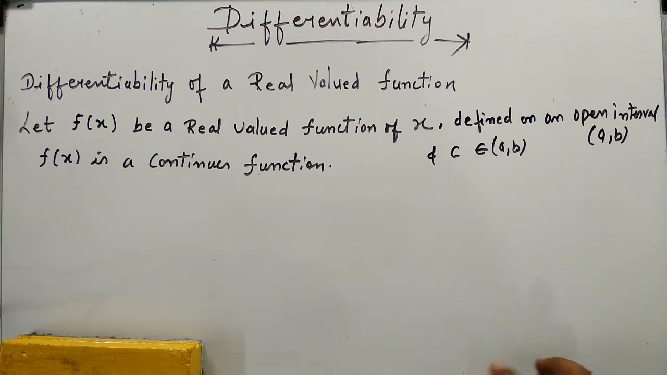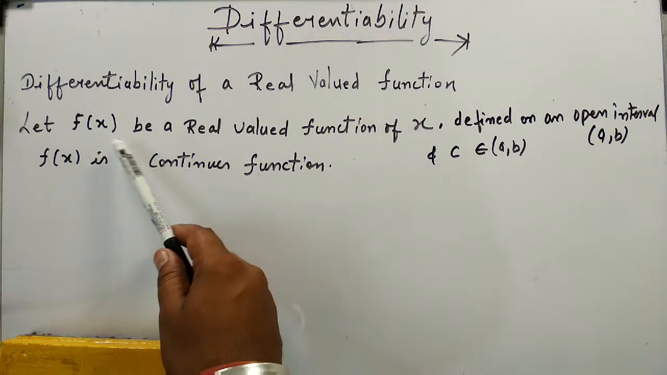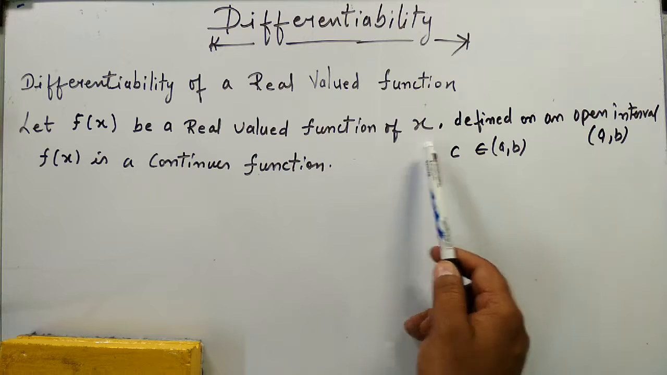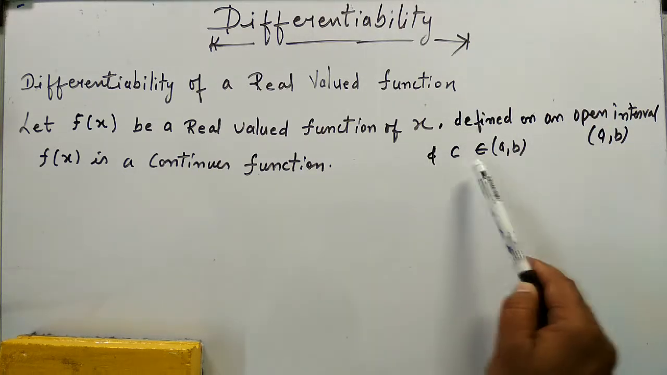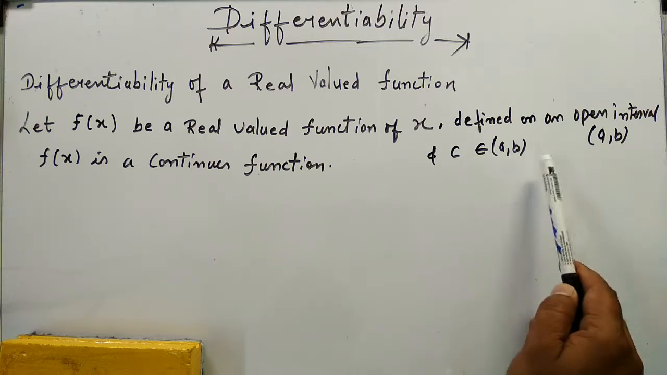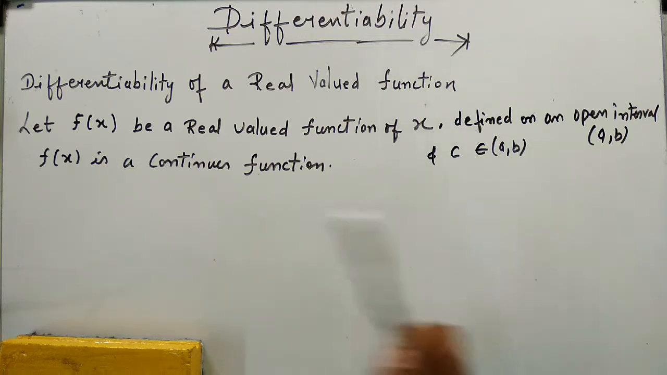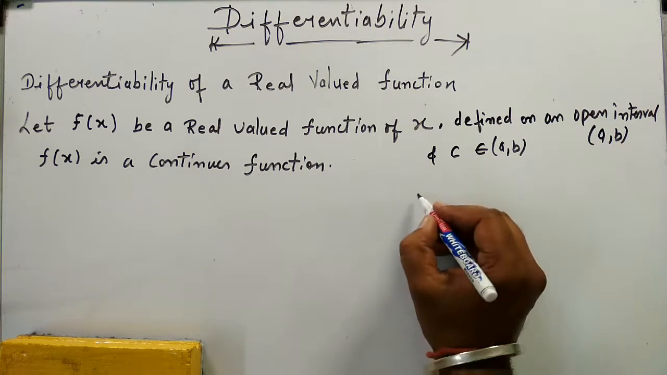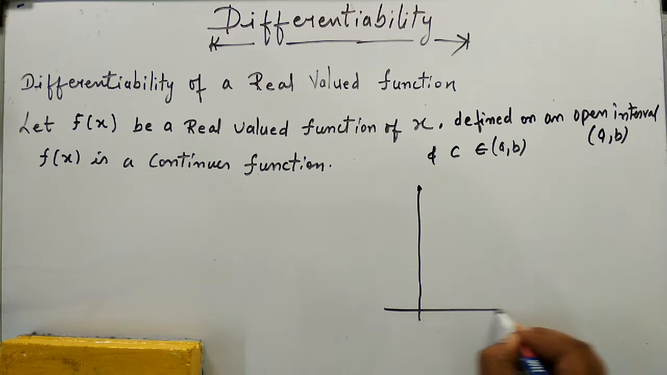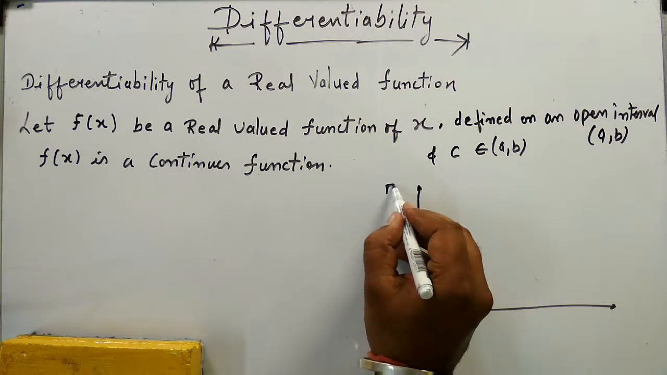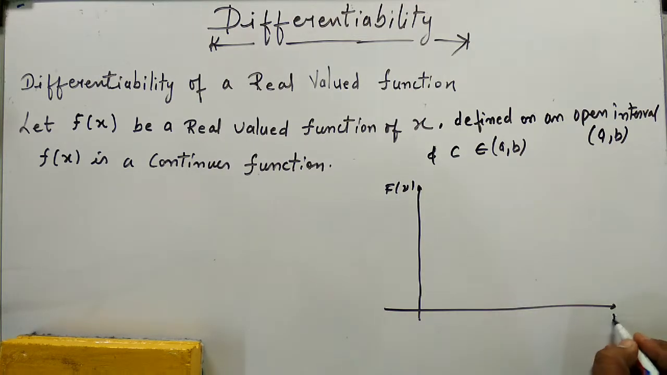Okay, so let's start. Let f(x) be a real valued function of x which is defined in an open interval (a, b) and c is a point which is in between a and b. And apart from this, f(x) is a continuous function. Okay, if f(x) is a continuous function, we can very well draw it on a coordinate plane. So this is f(x) and this is x.